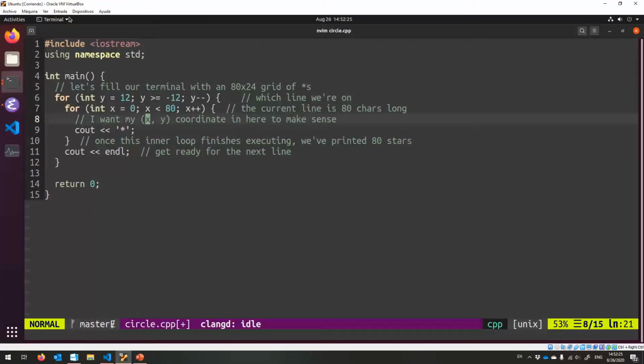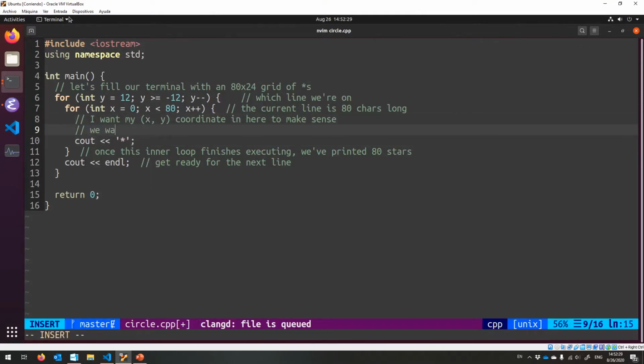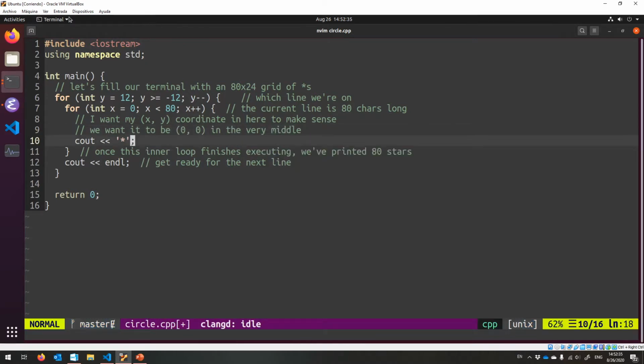All right, so x should range between negative 40 and positive 40. Again, if you wanted to be precise, you'd have to pick one to be 39. And x will increase still.